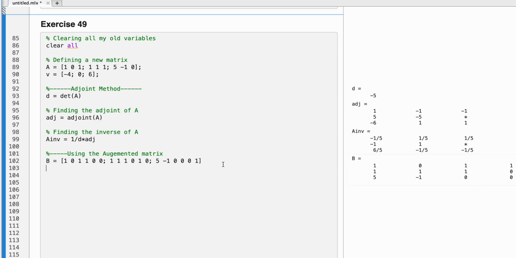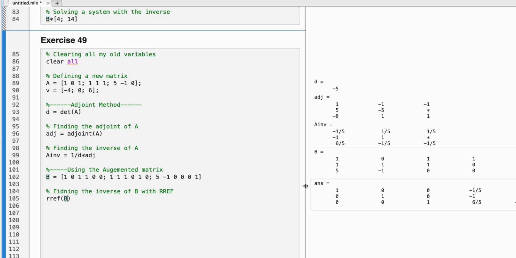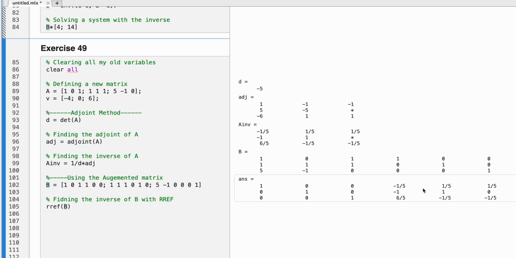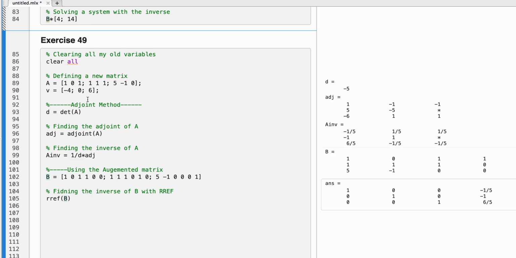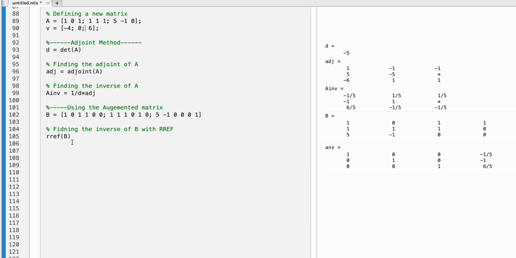And now we're going to find the inverse of B with reduced row echelon form. And what we find is this. So this is our reduced row echelon form right here. We notice how that asterisk should be a 0. And so this is a good way to keep track of everything. I'm still not sure why here it's outputting the asterisk.